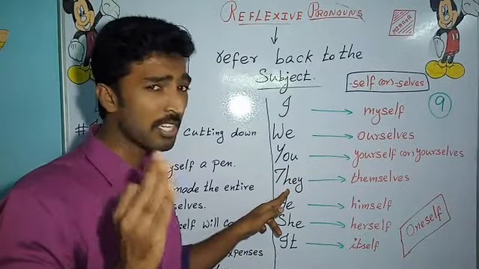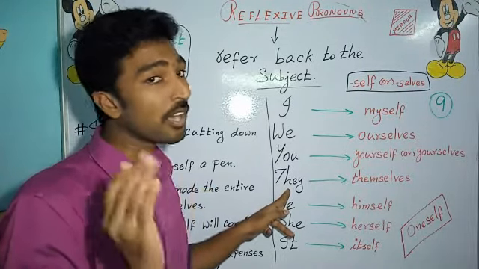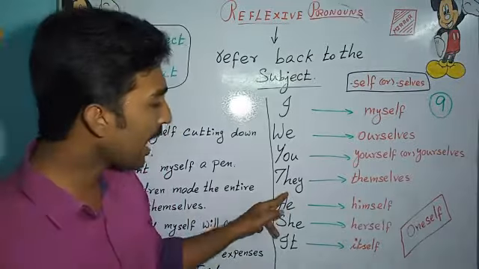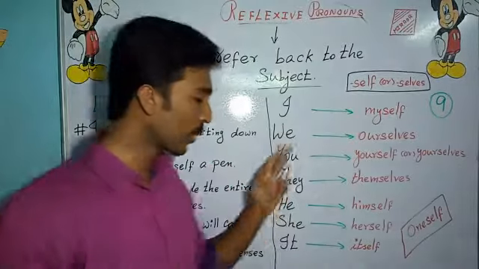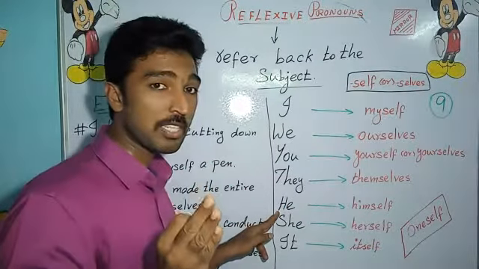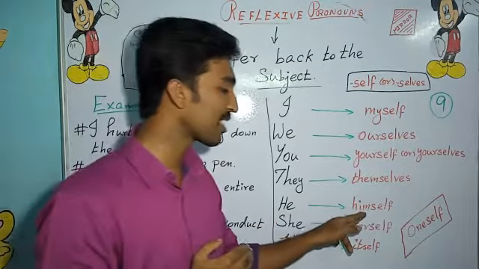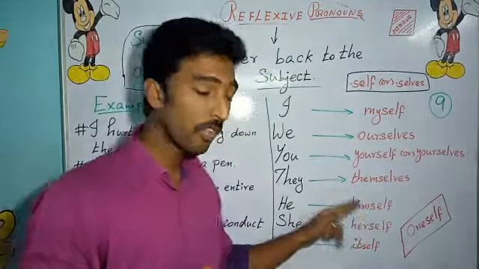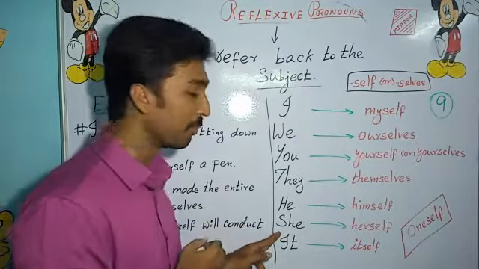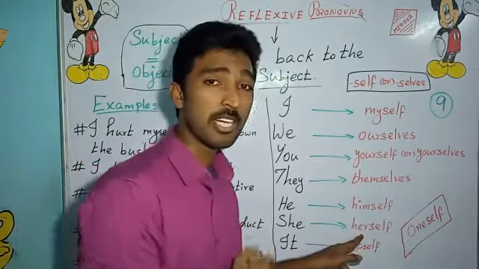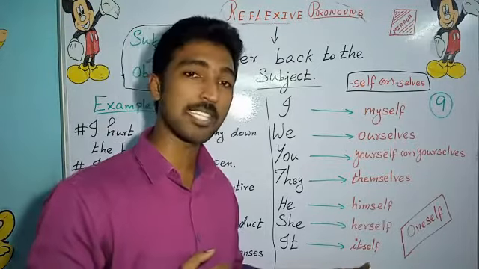And the next one is they. Third person plural. If it is plural, we use selves for the reflexive pronoun. So, for they, the reflexive pronoun is themselves. And the next one, he. Third person, singular, and the gender is male. So, the reflexive pronoun here is himself. And for she, third person, singular, female gender, we use the reflexive pronoun herself. And for it, the reflexive pronoun is itself.